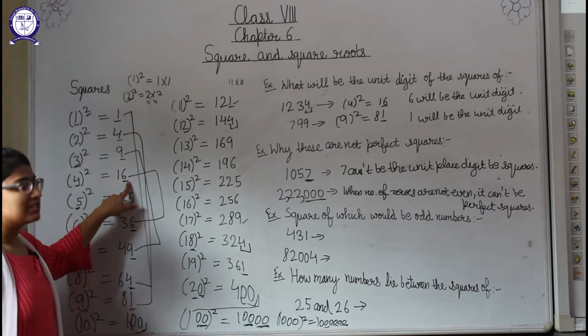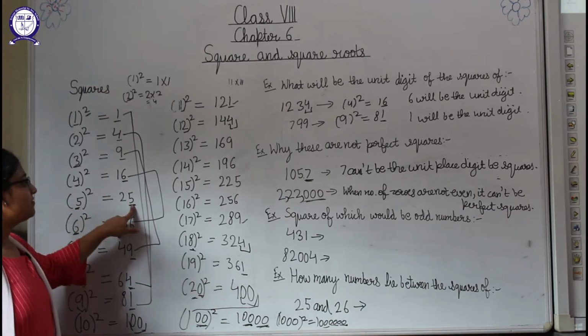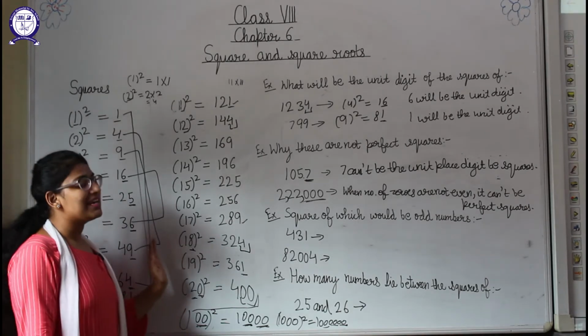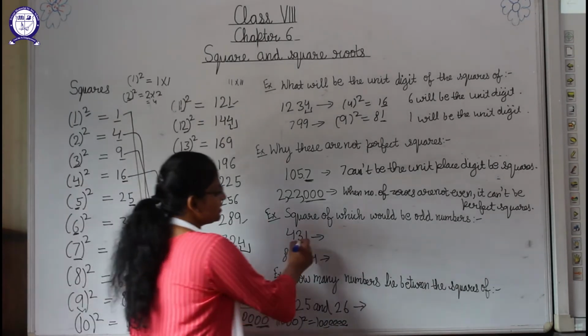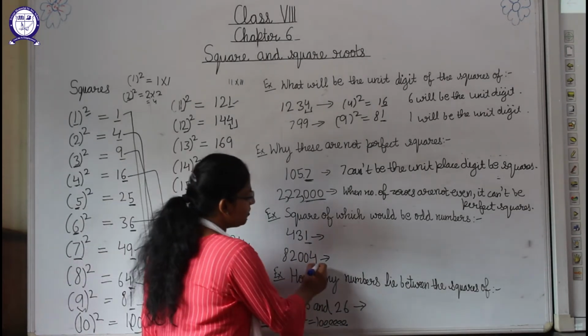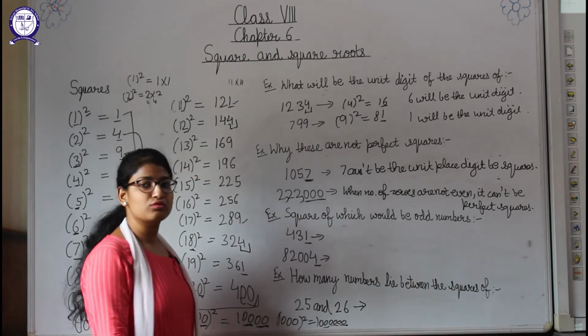4 is even, so 16 is even also. 5 is odd, 25 is odd. 6 is even, 36 is even. It means we can summarize that whenever the unit place digit is odd, its square will also be odd, and if the unit place digit is even, its square will also be even.